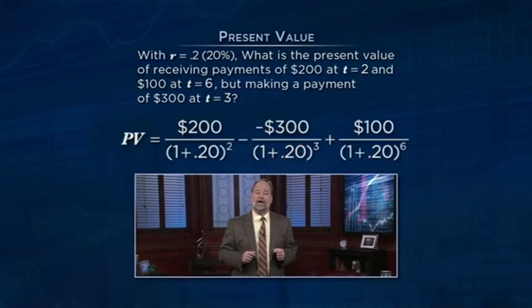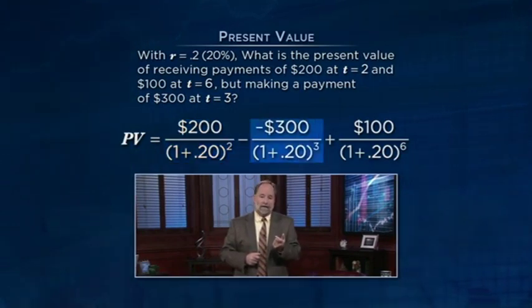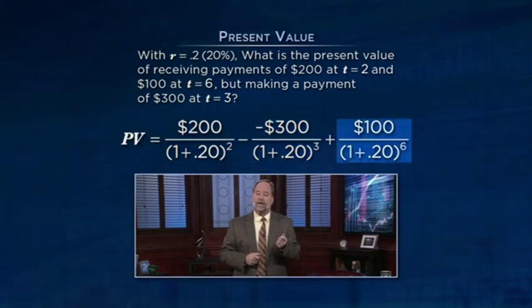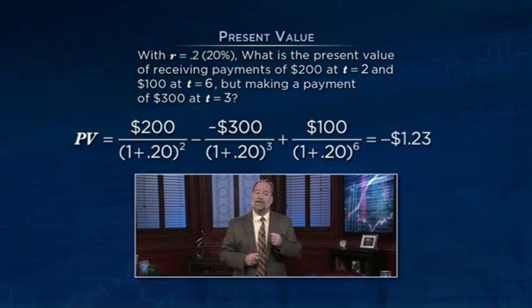In that case, the present value is going to be 200 divided by 1 plus the interest rate, 0.2, raised to the second power, because we're discounting it back for 2 years. Then we're taking the cash flow of negative 300, we're discounting that back for 3 years, so that's negative 300 divided by 1 plus 0.2 raised to the third power. And then the final payment, which we get after 6 years, is going to be 100. The present value of that is going to be 100 divided by 1.2 raised to the sixth. When we add all that up, that turns out to be negative 1.23.